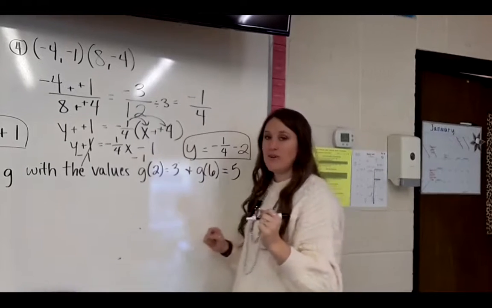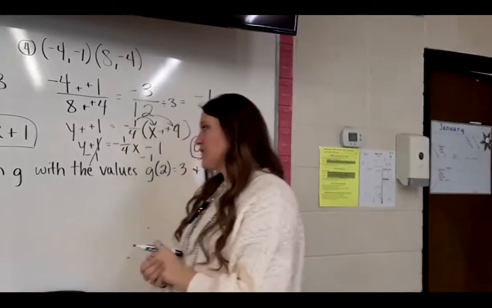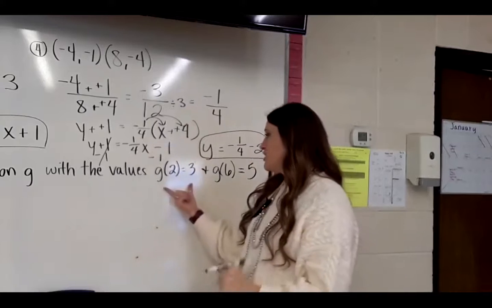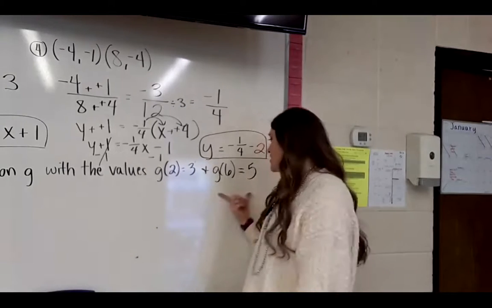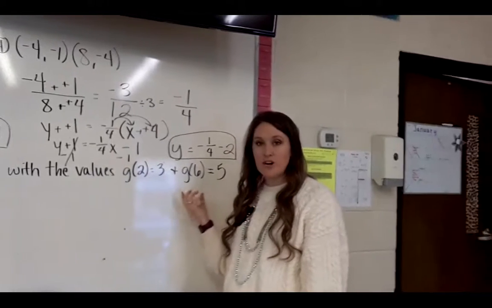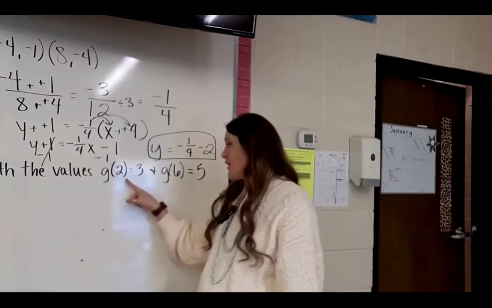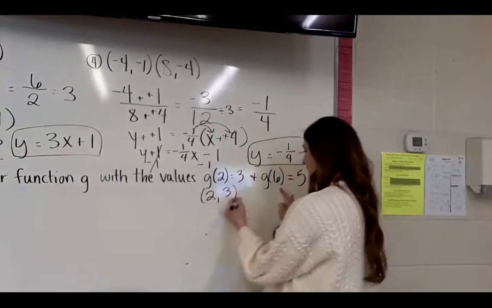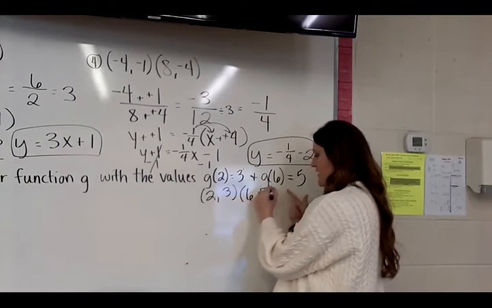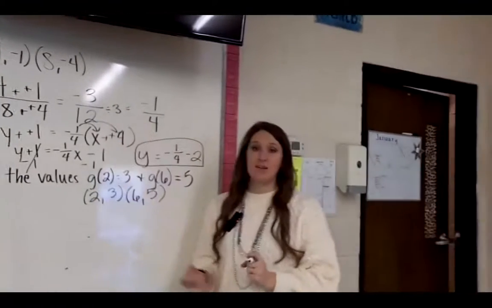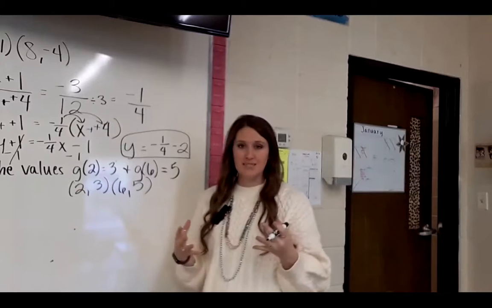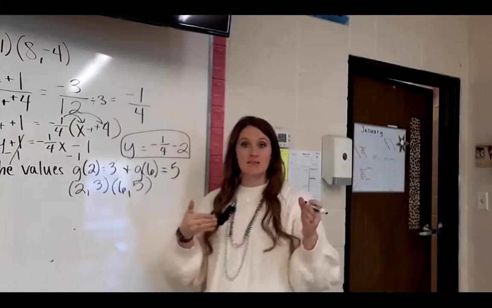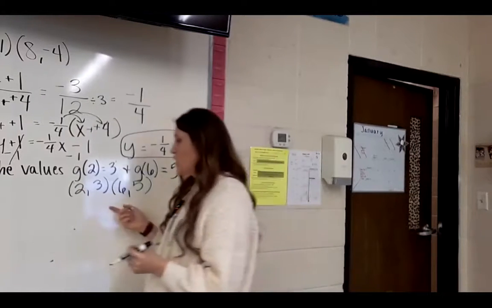So then on number 5, it said write a linear function g with the values g of 2 equals 3 and g of 6 equals 5. If you remember with functions, those are points. They're saying when your x is 2, y is 3. When x is 6, y is 5. That's 2 points. We do the same thing. Just remember with functions, instead of y, we'll now say g of x. That's the only difference. So here's my 2 points.